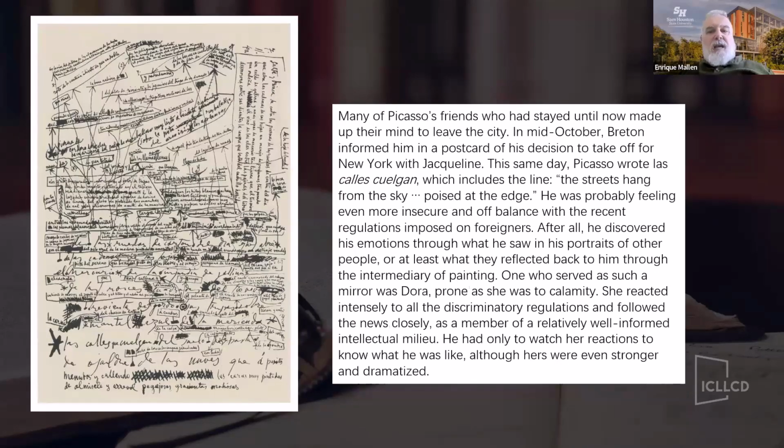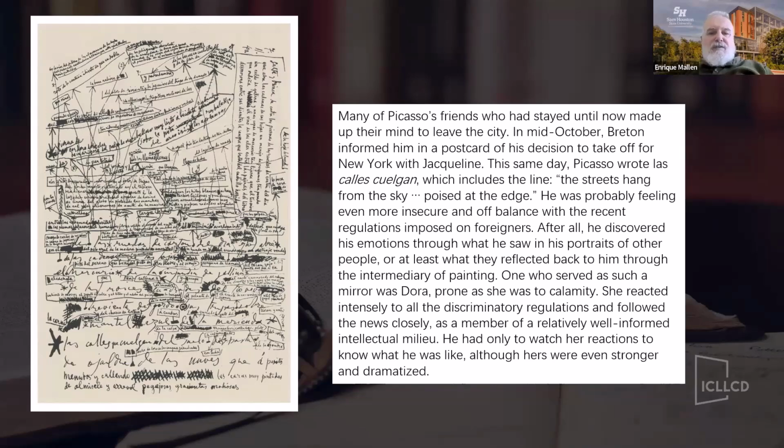Many of Picasso's friends who had stayed until now made up their mind to leave the city. In mid-October, Breton informed him in a postcard of his decision to take off for New York. That same day, Picasso wrote Las calles cuelgan, which includes the line, "The streets hanging from the sky, poised at the edge." He was probably feeling even more insecure and off balance with the recent regulations imposed on all foreigners.